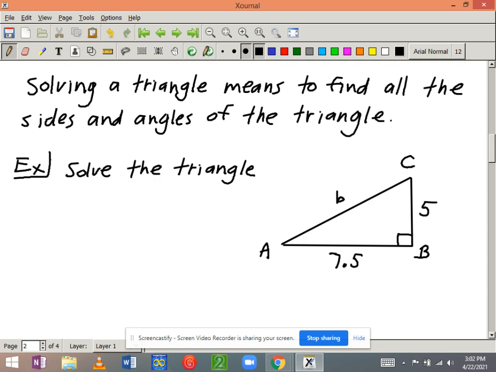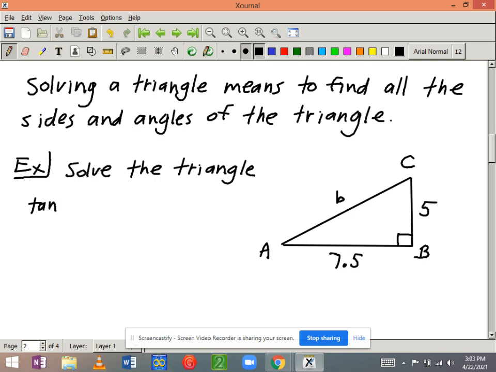We could do that by Pythagorean theorem if you wanted to. We could also use our new trigonometry. And then we also have to find angle A and angle C. I'm going to find angle A first, because I know the opposite leg from angle A is 5, and I know the adjacent leg for angle A is 7.5, I can use a tangent ratio.